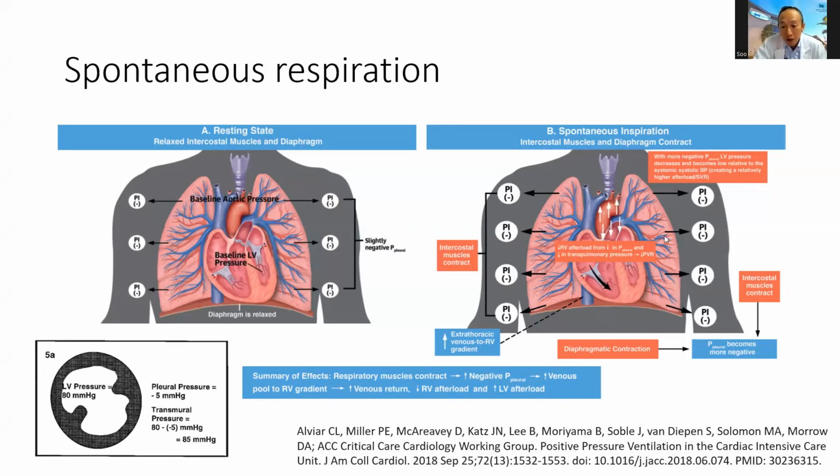So when that happens, what happens to the blood? We have to focus on the right side first, and then we talk about the left side, on spontaneous inspiration.